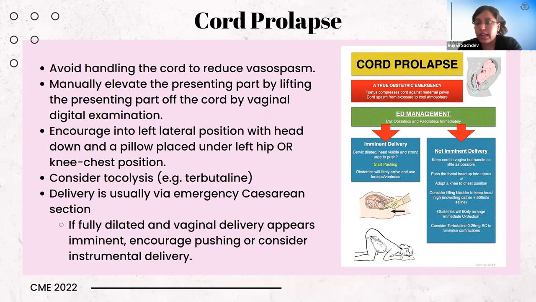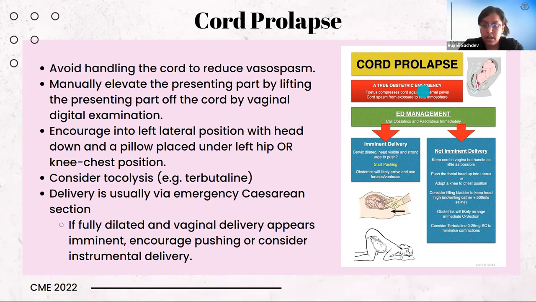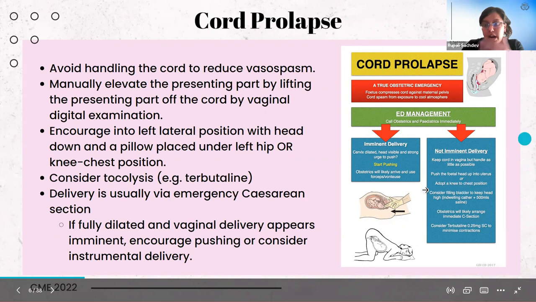You can also consider tocolytics, where you can give terbutaline, and you can go for an immediate delivery. So if the cervix is dilated, the head is visible and there is a strong urge to push, you can start pushing and you can go for a vaginal delivery. If none of this is possible, you give terbutaline, that is 0.25 milligram sub-Q, to minimize the contractions. Right, because if you're going to go for a cesarean section, you want to minimize the contractions until obstetrics and gynecology can come and help you out with the situation.